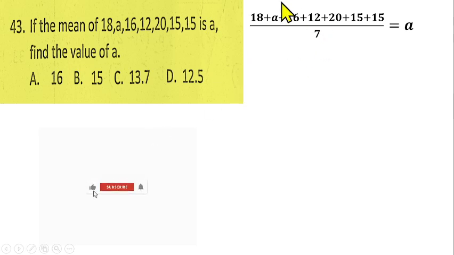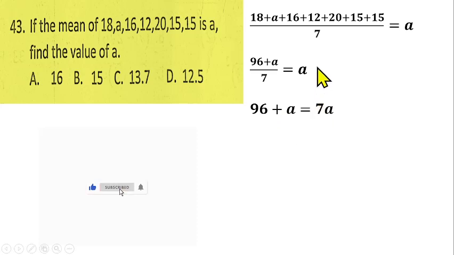Question number 43. You have to find the value of a, if the mean of 18, a, 16, 12, 20, 15, 15 is a. So how do we find the mean? You add these numbers together, then divide by the number of data we have there, and we are told that the mean is also a. If you add these together, 18 plus 16 plus 12 plus 20 plus 15 plus 15, and collect like terms, that gives us 96 plus a over 7 equals a.